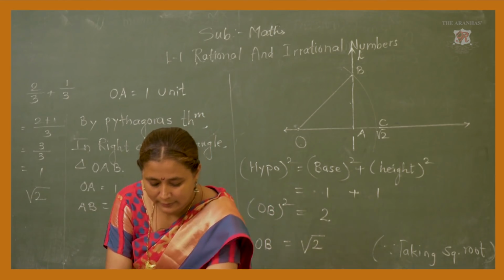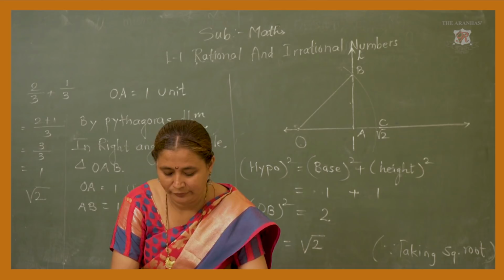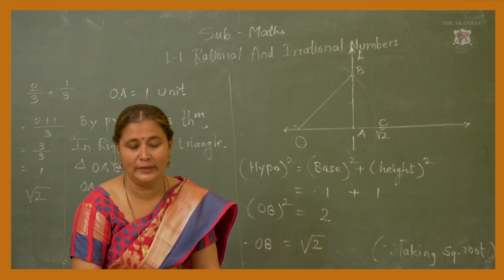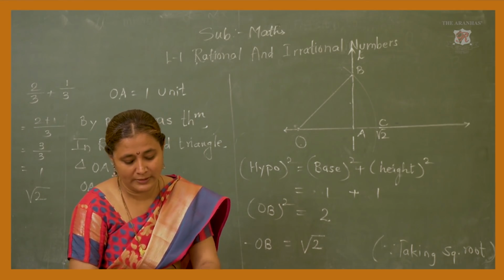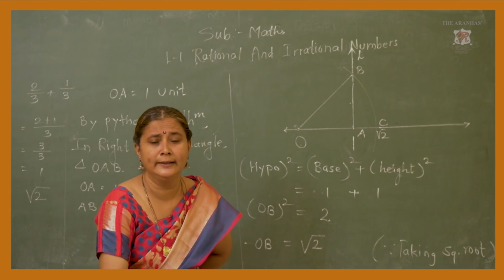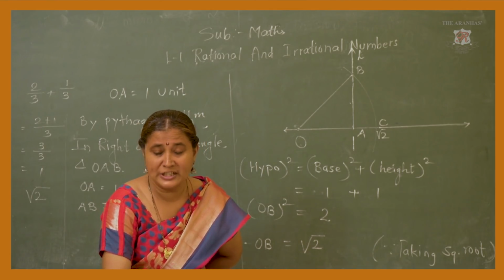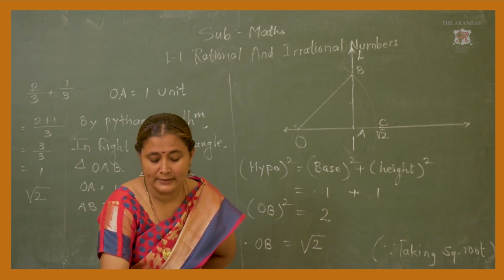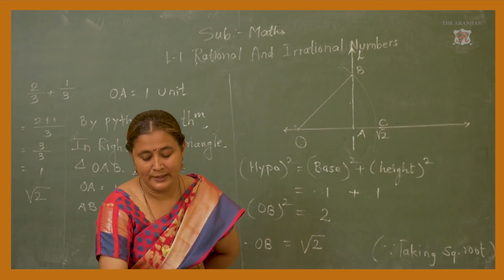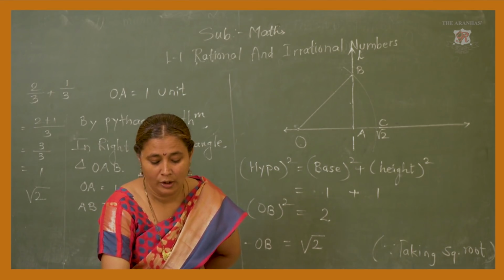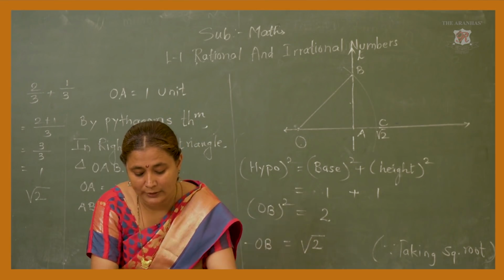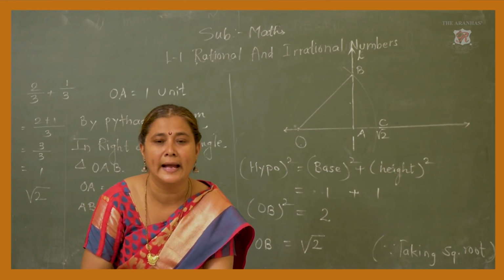Now, open page number 5, practice set 1.4. See here, there is one activity in the textbook, on page number 5. What is that? See that the number root 2 is shown on a number line. Steps are given to show root 3 on the number line using root 2. Fill in the boxes properly and complete the activity.